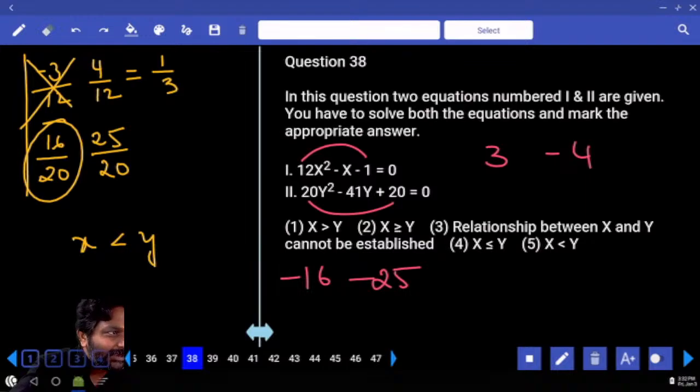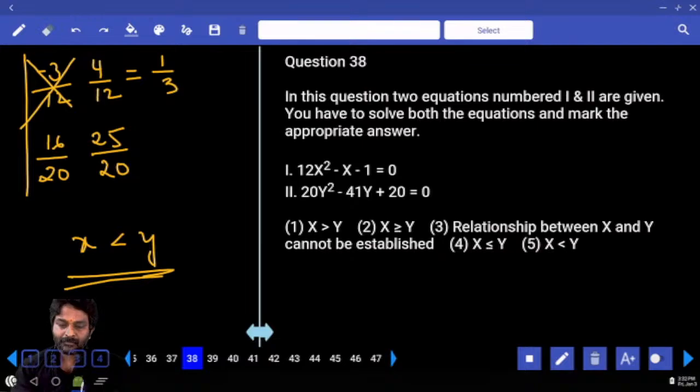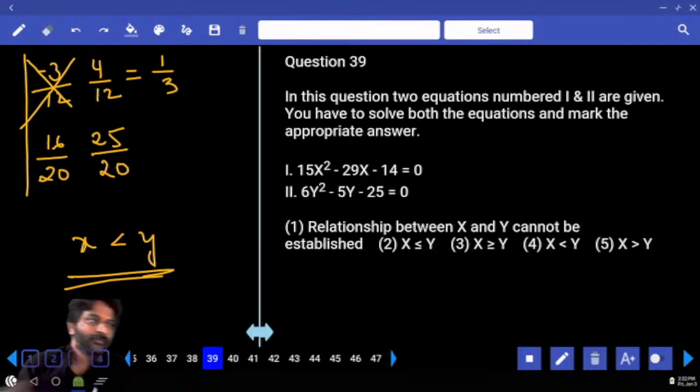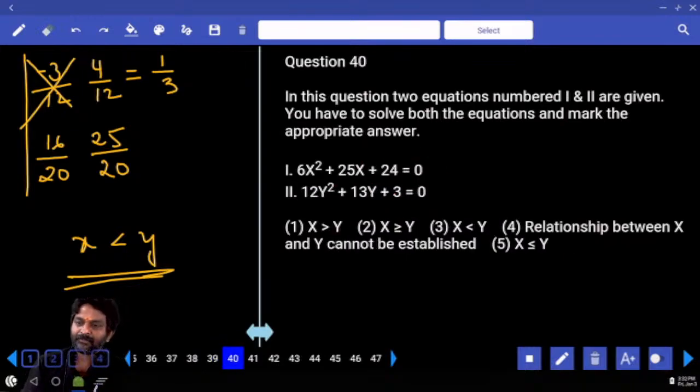4/5 is 0.8, 1/3 is 0.3, x is less than y only. That's all. No relation. Free question. See, values both are negative, right? Relation cannot be established.